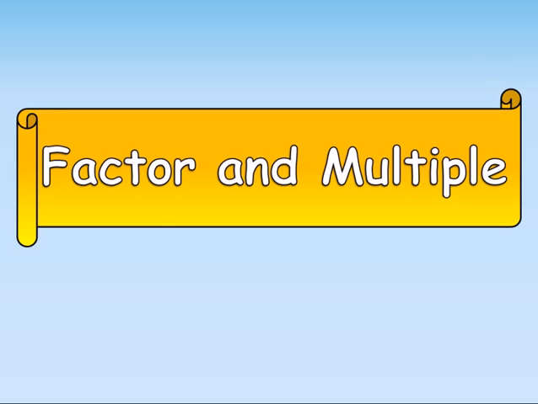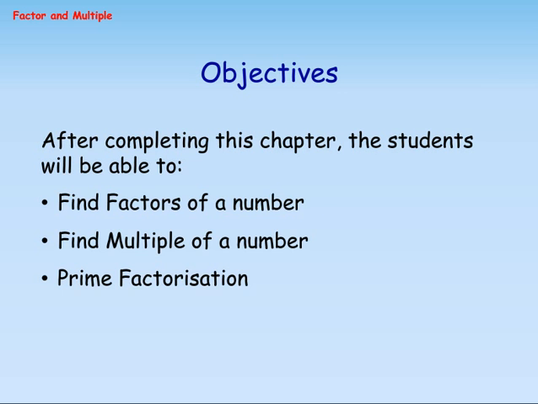Topic: Factor and Multiple. Objectives. After completing this chapter, the students will be able to find factors of a number, find the multiple of a number, and do prime factorization.